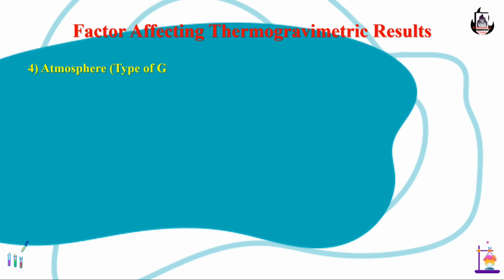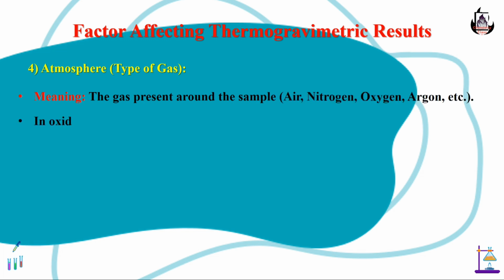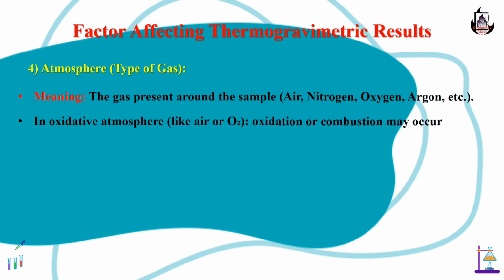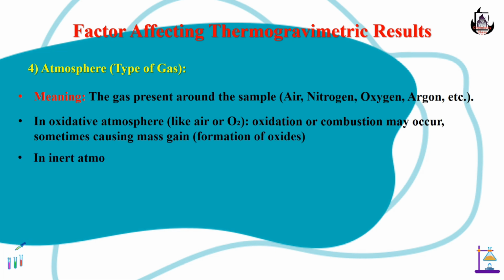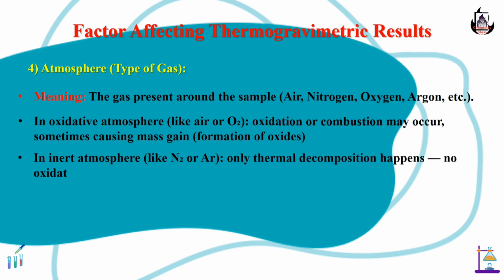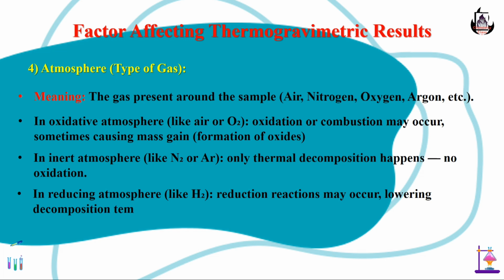The fourth factor is atmosphere or type of gas, meaning the gas present around the sample, like air, nitrogen, argon, etc. In an oxidative atmosphere, oxidation or combustion may occur, sometimes causing mass gain. In an inert atmosphere, only thermal decomposition happens, leading to no oxidation. In a reducing atmosphere, a reduction reaction may occur, lowering the decomposition temperature. For example, calcium carbonate decomposes faster in carbon dioxide free gas than in air.